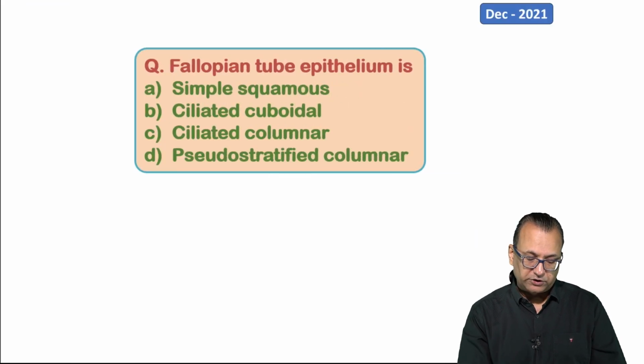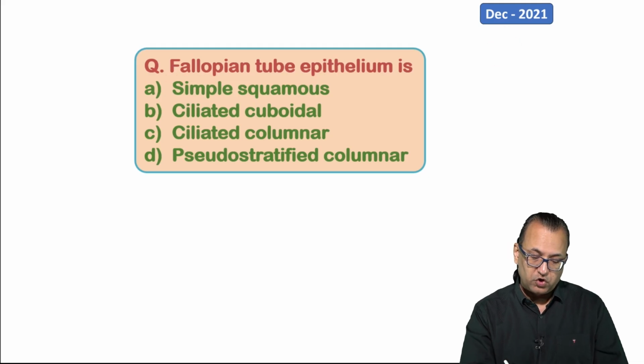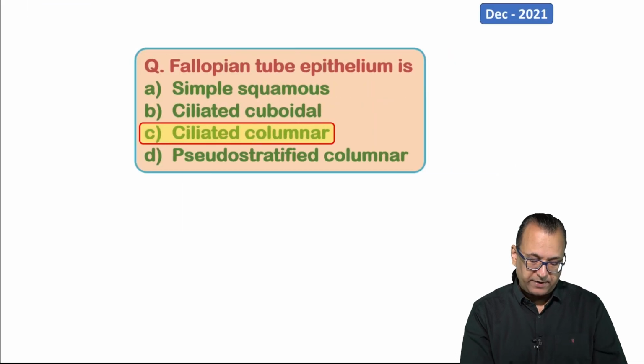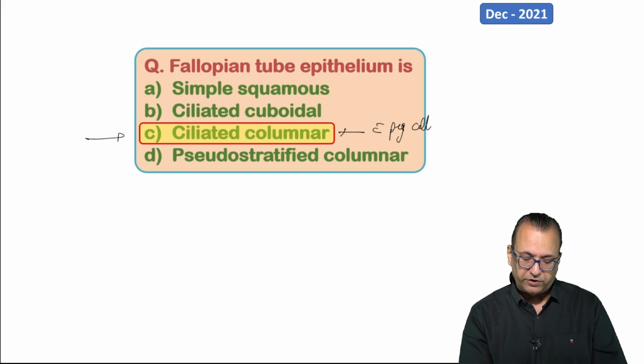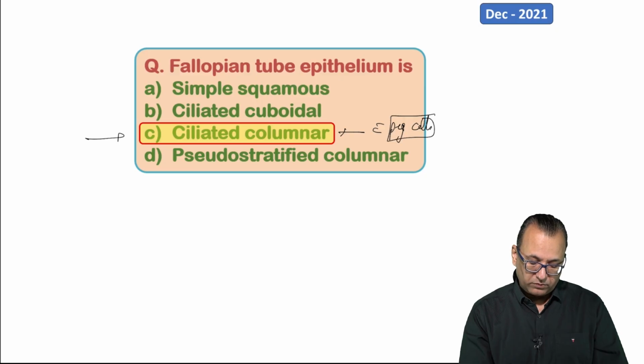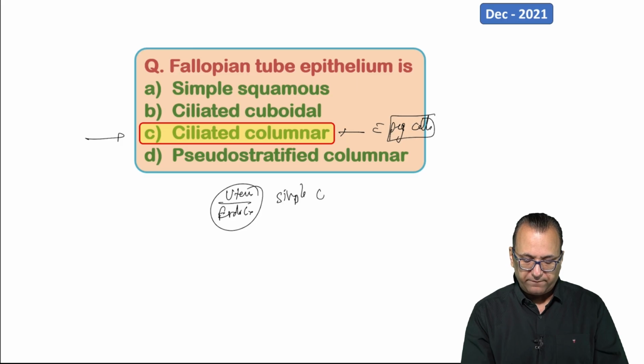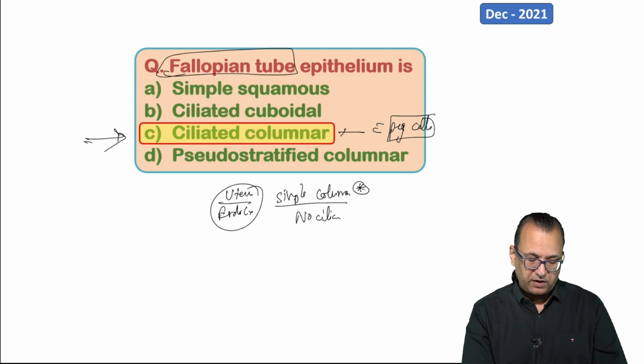Now look at this question. The fallopian tube, we already know, is lined by ciliated columnar epithelium with peg cells for nutrition purpose. And if you are talking about the uterus or endocervix, then they are lined by simple columnar epithelium. They don't have cilia, no cilia. So here we should keep our answer for the fallopian tube or uterine tube as ciliated columnar.